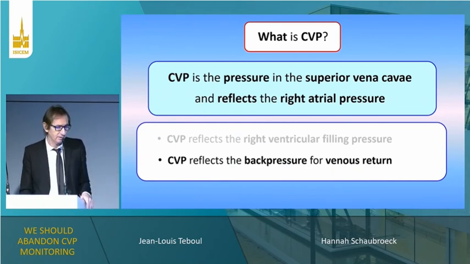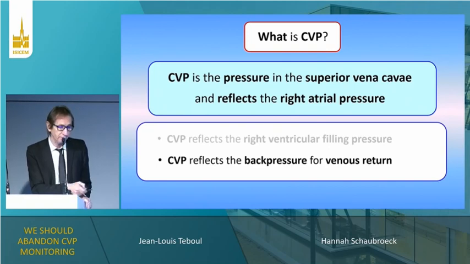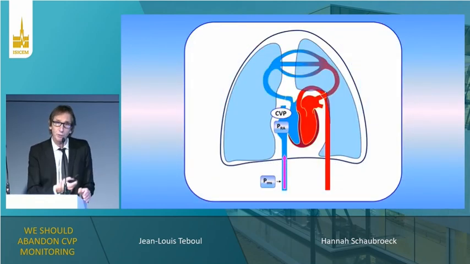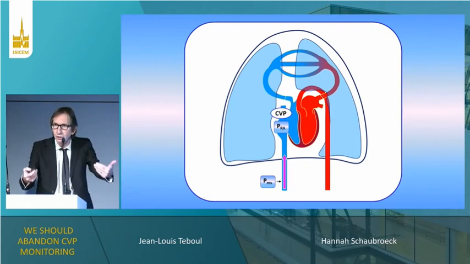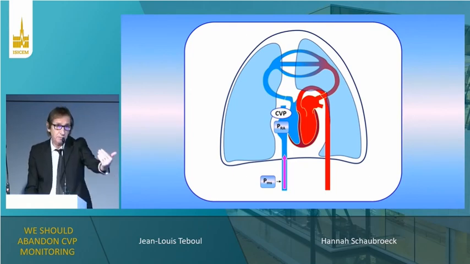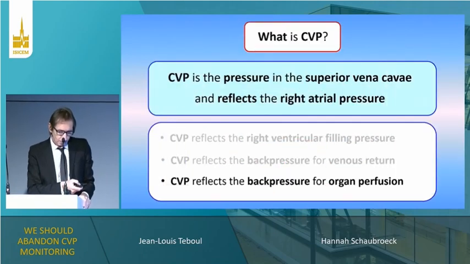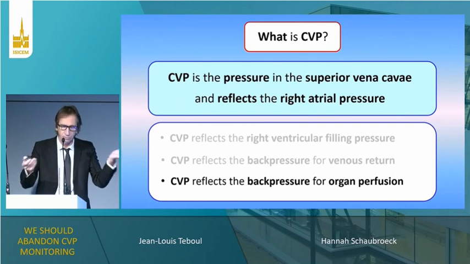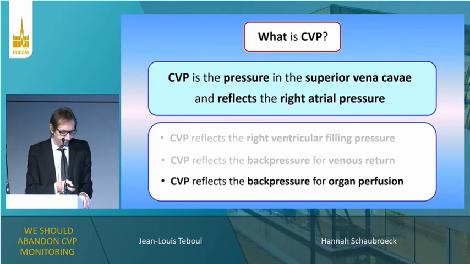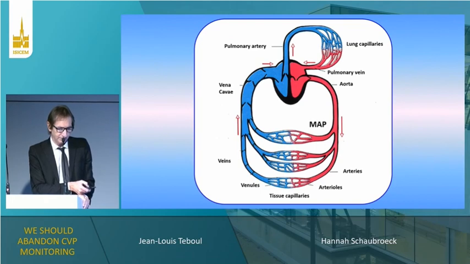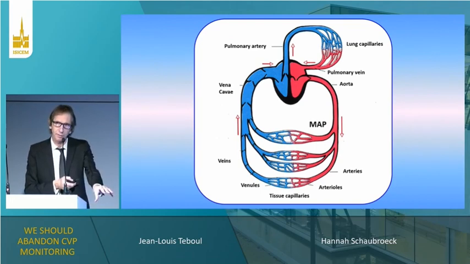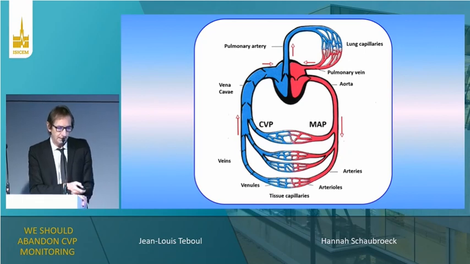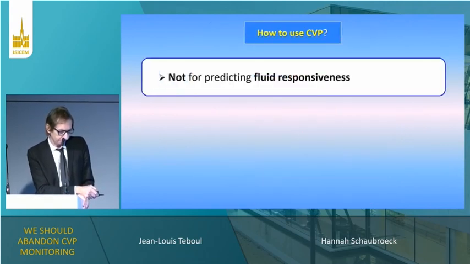But in addition, CVP reflects the back pressure for venous return. You know that the upstream pressure is the mean systemic pressure, and CVP is the back pressure. In addition, CVP reflects the back pressure for organ perfusion for the majority of organs. I talk about the liver, the kidney, the brain, for example. This is the upstream pressure for organ perfusion, MAP, mean arterial pressure, and CVP reflects in the majority of organs the back pressure for organ perfusion.